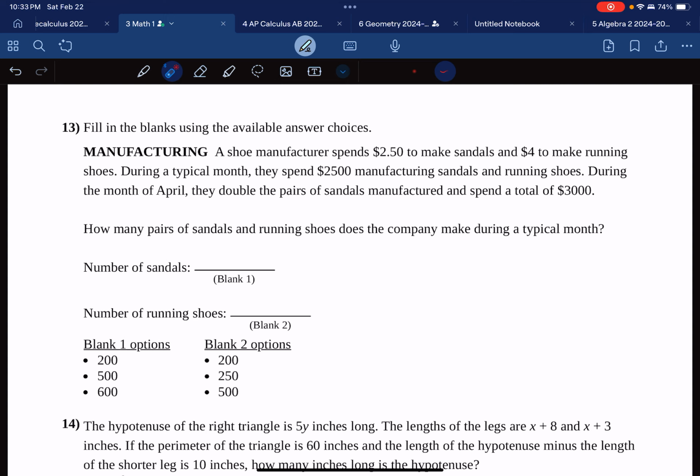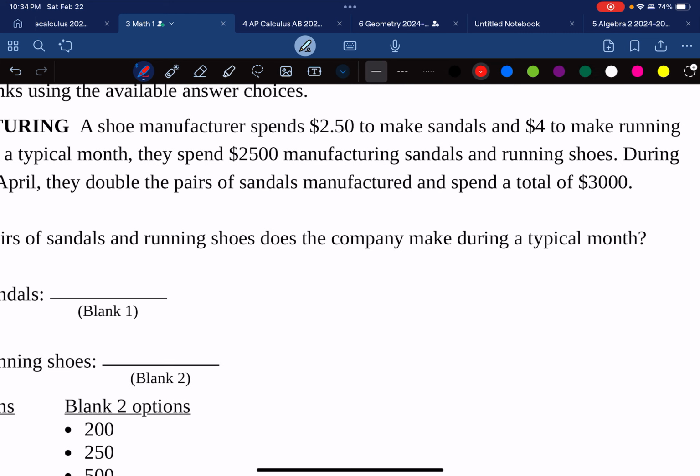Well, I want one equation for the first scenario. So an equation that says this stuff, and then make 2,500. And then I want another equation that says this stuff, but double, where does it say? Double sandals and make that much. So here's my first equation. So let's go ahead and say, I need some variables here.